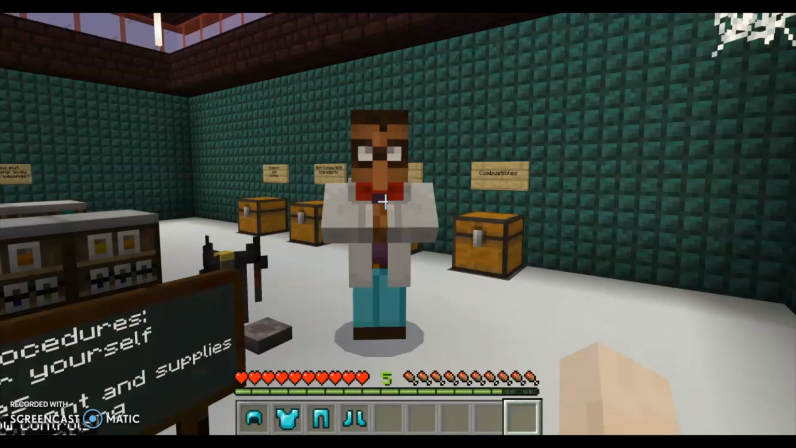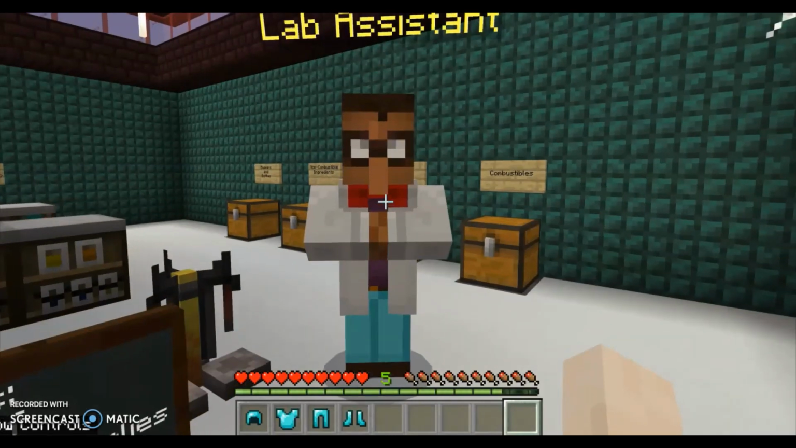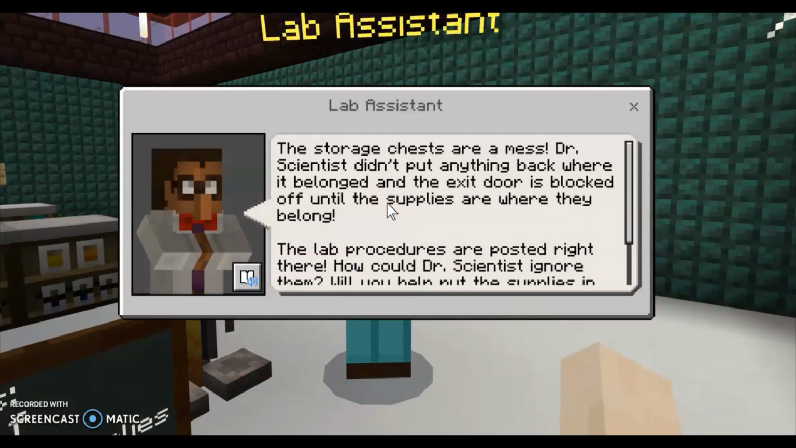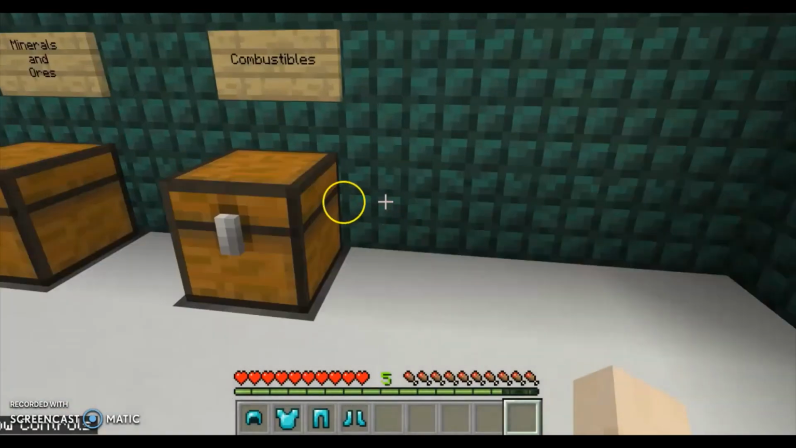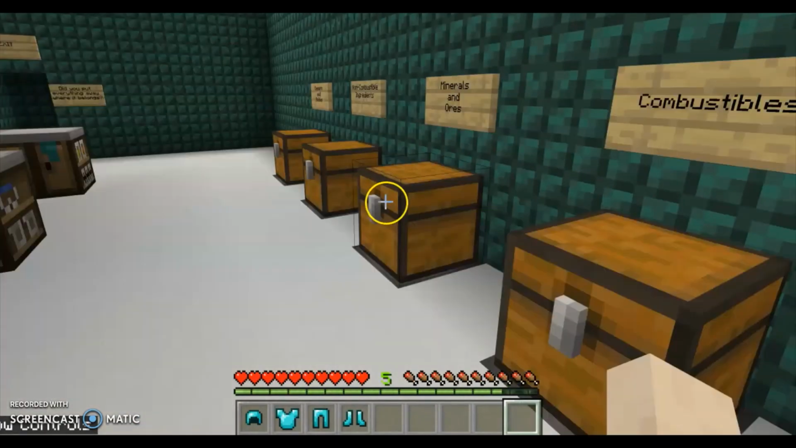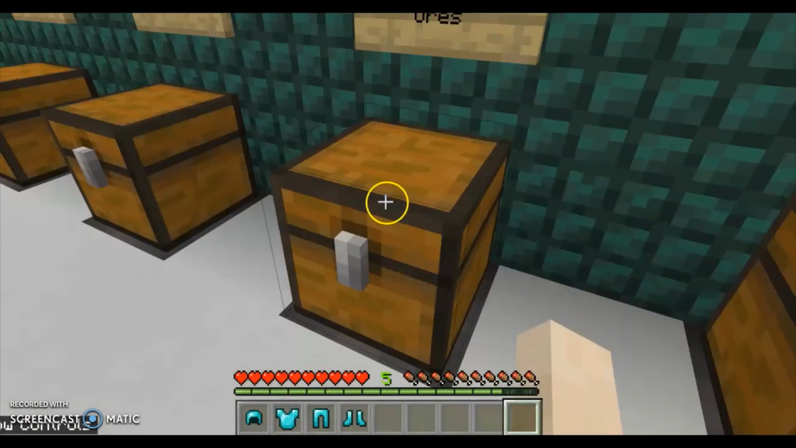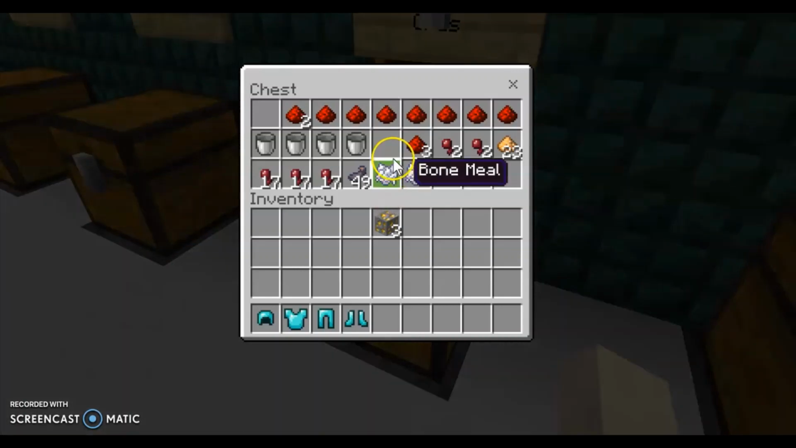So in this particular room, we could talk to the lab assistant and he would say, well, these storage chests are a mess. They need to be organized. The things are in the wrong chest. And so the student would have to go and look at each of the chests and try to figure out what materials are in that particular chest.